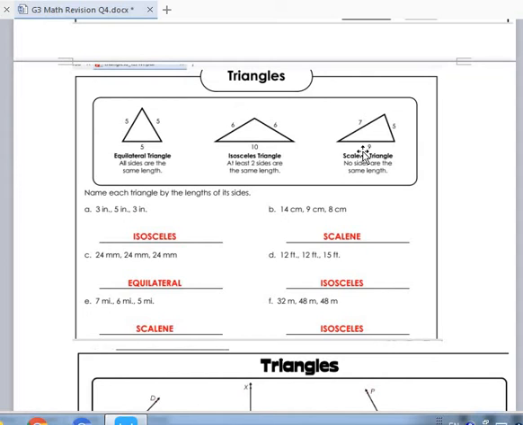And if I have all sides different in length, no sides the same length, so it's called what, Karim? It's called scalene triangle. Here 3, 5, 3: I have 2 sides equal in length, 1 different. So it's the isosceles. Bravo, Karim. Here I have 14, 9, 8. All are different, no one is the same. So it's scalene. 24, 24, 24, all the same, so it's called equilateral.